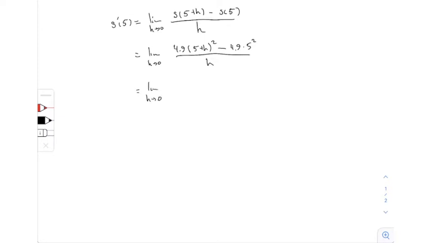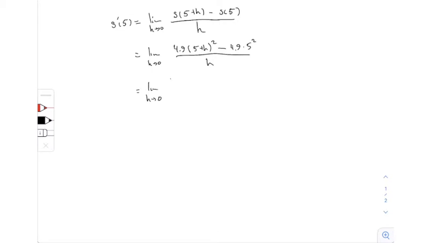What can I do next? My goal is to try and simplify stuff, eventually take the limit by plugging in H equals 0, but you can't do that at the beginning or else you'll get 0 over 0. What should I do next? Let me shout it out. Yeah, what do you think? Yeah, do the FOIL thing with the 5 plus H. You need to expand that (5 plus H) squared.